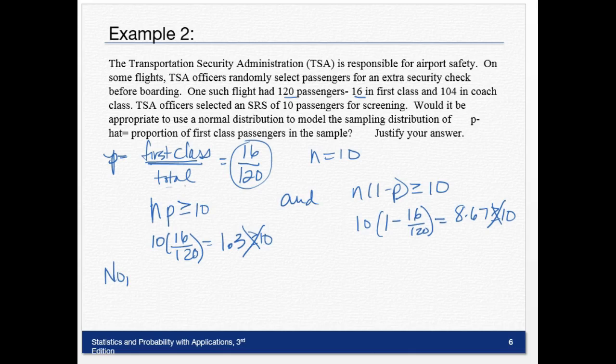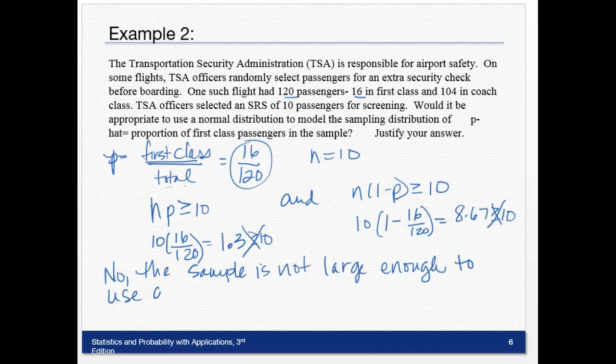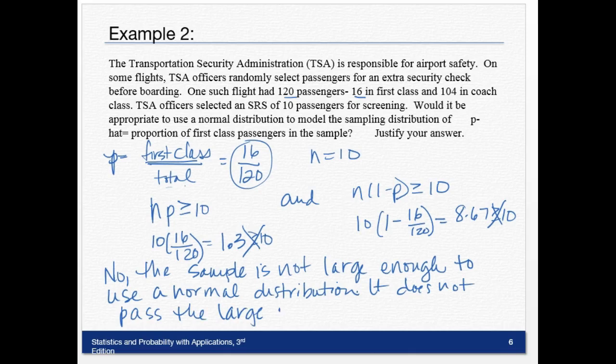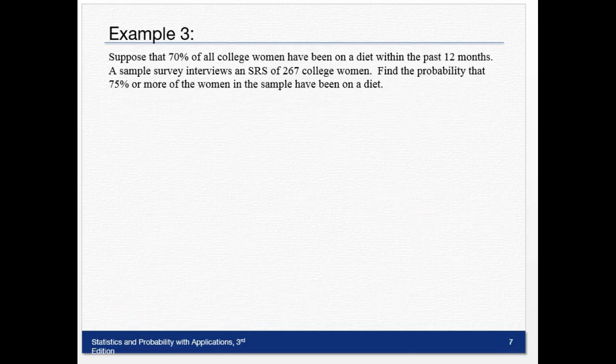So we would say the sample is not large enough to use a normal distribution. It does not pass the large counts condition. So you run the large counts condition, and if they come out greater than or equal to 10, then you're good to go. But if they don't, then no, you can't. It's not large enough to use a normal distribution. It does not pass the large counts condition. That's what you have to explain.